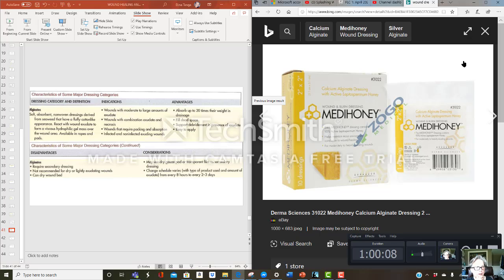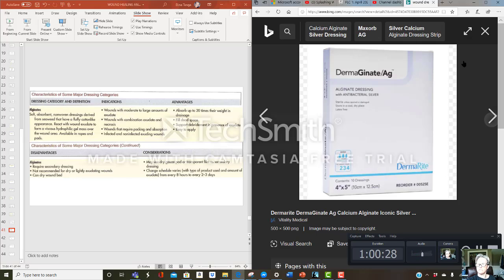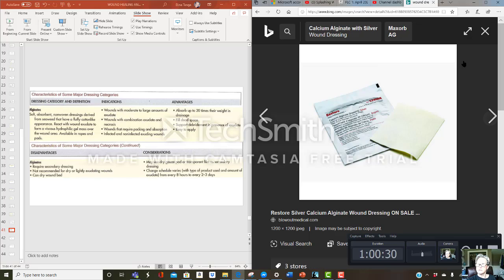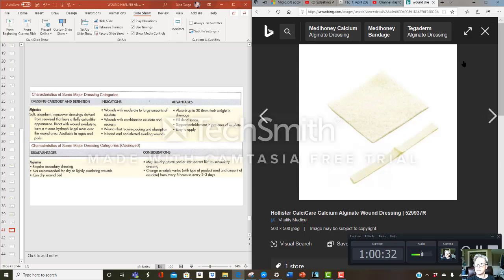Okay, wounds with moderate to large amounts of exudate, combination exudate and necrosis that require packing and absorption, infected and non-infected exudating wounds. So you can use these on infected and not infected wounds. Absorbs up to 20 times their weight in drainage. Wow. So a heavy exudating wound.